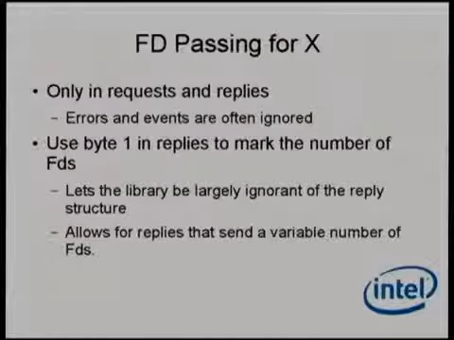So how are we going to do this in X? I'm only going to do it for requests and replies. You saw the previous stuff. The only time I'm going to get objects information back to the X server is in a reply. The only time I'm going to send stuff to the X server is in a request. So errors and events are not going to be able to do file descriptor passing. Now, we could add that, but in practicality I don't need it, and I think it makes it too complicated.